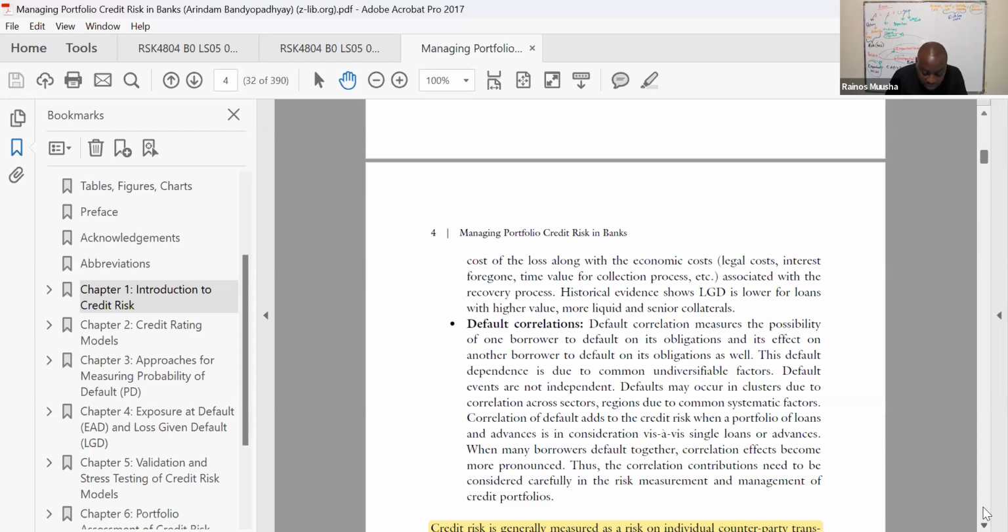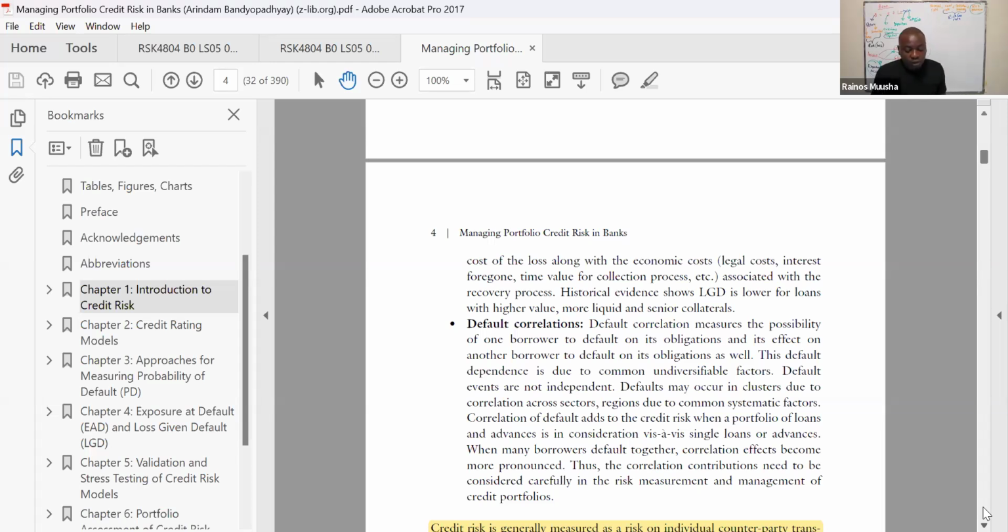Defaults may occur in clusters due to correlation across sectors and regions, due to common systematic factors. So correlations of default add to the credit risk when a portfolio of loans and advances is in consideration vis-a-vis single loans or advances. When many borrowers default together, correlation effects become more pronounced. Thus, the correlation among distributions needs to be considered carefully in the risk measurement and management of credit portfolios.